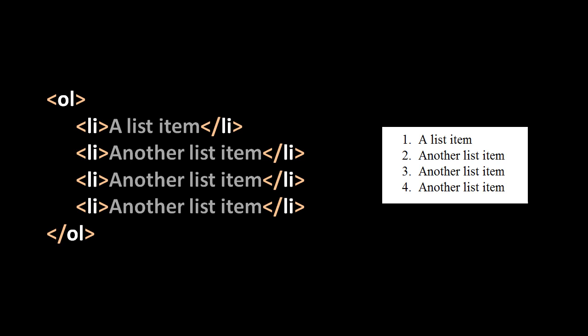So as you can see here, the default style of presentation for an ordered list is that each list item starts with a number with a dot after it, starting from 1 down to however many list items you have.